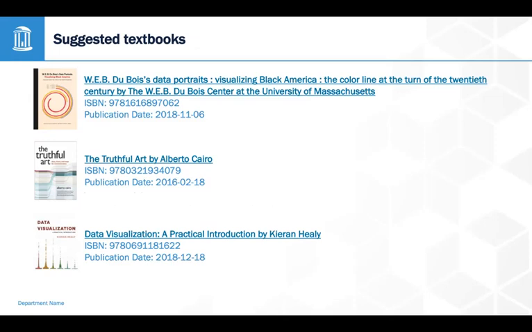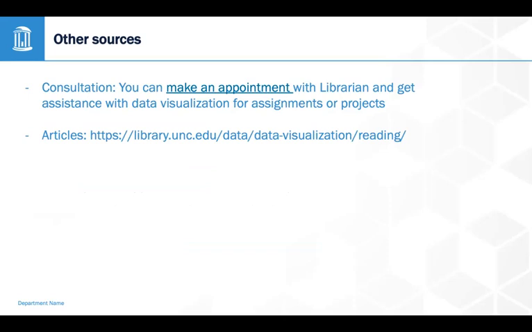You can also find a whole bunch of great resources in the UNC Library about data visualization. Those three textbooks were published recently and have a high reputation. We encourage you to go over some of the sections in those books if you're interested in learning more. The UNC Library also hosts a consultation service. You can make an appointment with a librarian and get assistance with data visualization for assignments or projects. Simply go to the link in the PowerPoint. There are also some worth-reading articles that touch on different real-world cases.